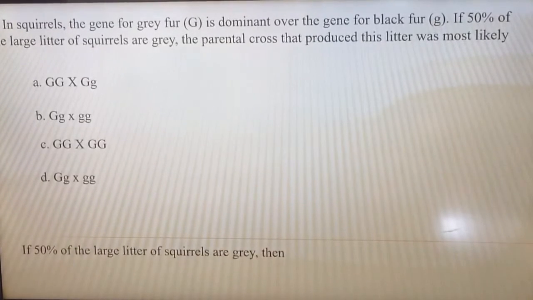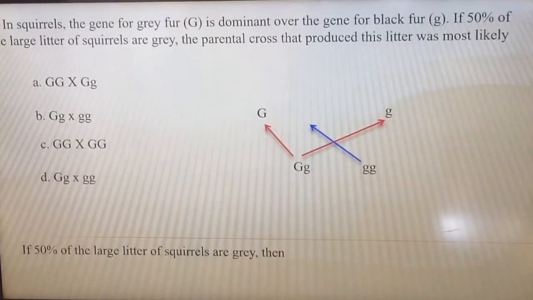If 50% of the litter of squirrels are grey, then these are the offsprings that we are getting with this combination. Then, if that is a combination, where did the alleles come from? The capital G should come from one of the parents and small g should come from the other parent. And in the second offspring, the small g should come from one of the parents and the other small g should come from the other parent.